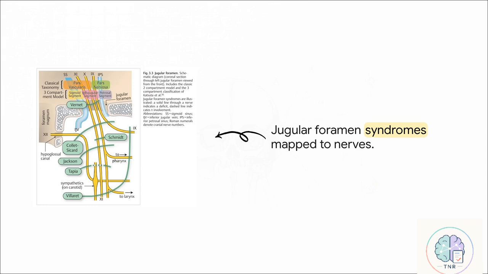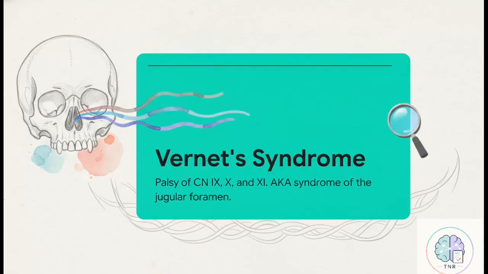Notice how Wernicke sits tightly at the top near the foramen, while syndromes like Collet-Sicard drop further down to snag nerve 12. Let's start with Wernicke syndrome. This one is strictly defined as a classic triad, a combined palsy of cranial nerves 9, 10, and 11.